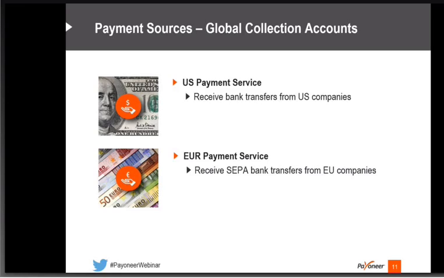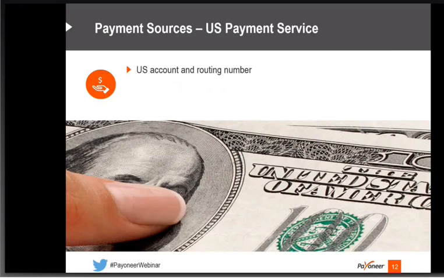The U.S. payment service provides you with a U.S. account and routing number, with which you can receive ACH payments, and these payments arrive in your Payoneer account, and essentially you can use them with your card at a low fee of 1% per transaction.